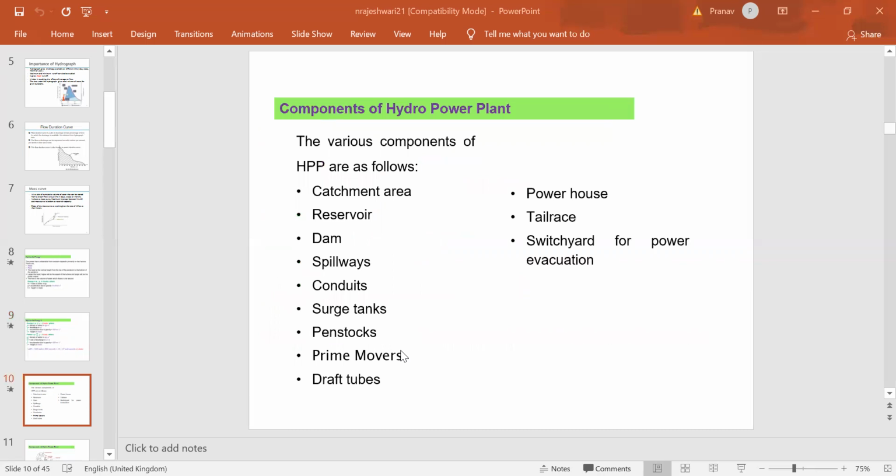And coming to the components of a hydroelectric power station or power plant. The various components of a hydro power plant are as follows. One is catchment area, the second one is reservoir, third is the dam, and next is spillways, and next are conduits and surge tanks, penstocks and prime movers, draft tubes, powerhouse, tailways, and switchyard for power evacuation. So these are the main components of a hydro power plant.